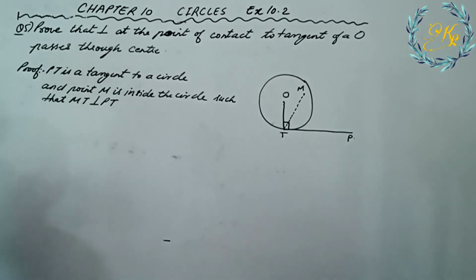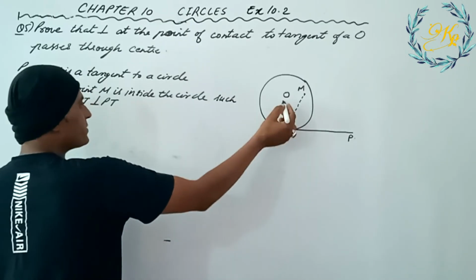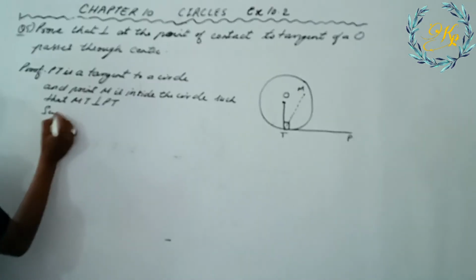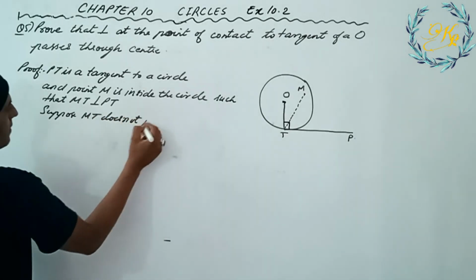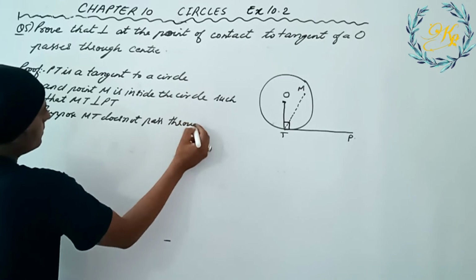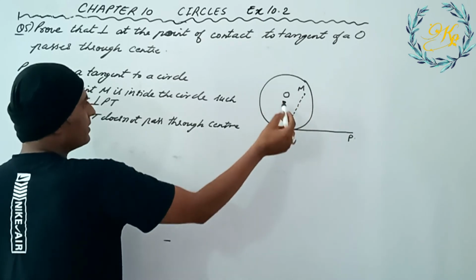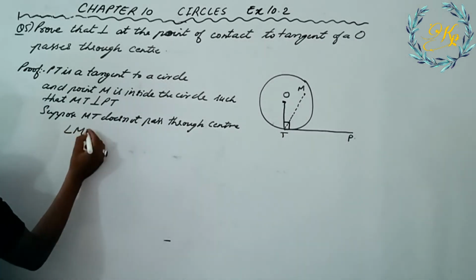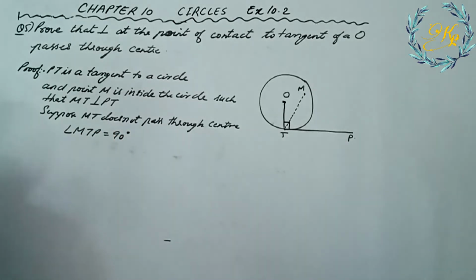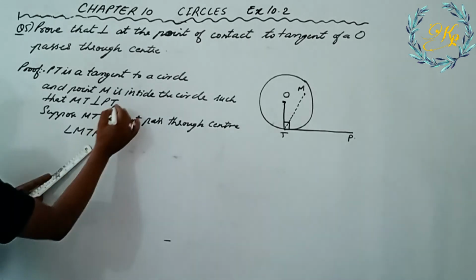Now, suppose if TM doesn't pass through this line, MT doesn't pass through center O of the circle. So you write here, suppose MT does not pass through center. It means this point M lies anywhere else other than passing through point O of the circle. Then we can say that here angle MTP is equal to 90. Now this angle MTP is not equal to 90 here. We have assumed it. Okay, here on top.